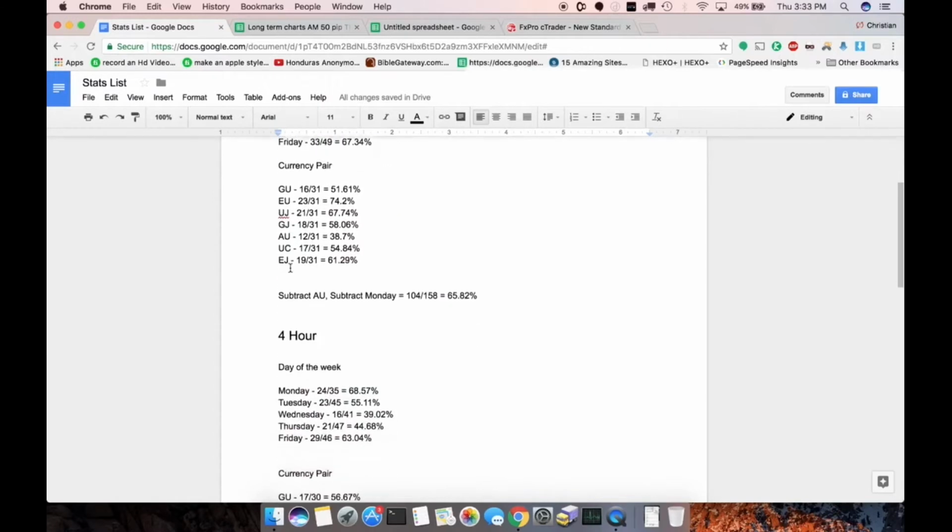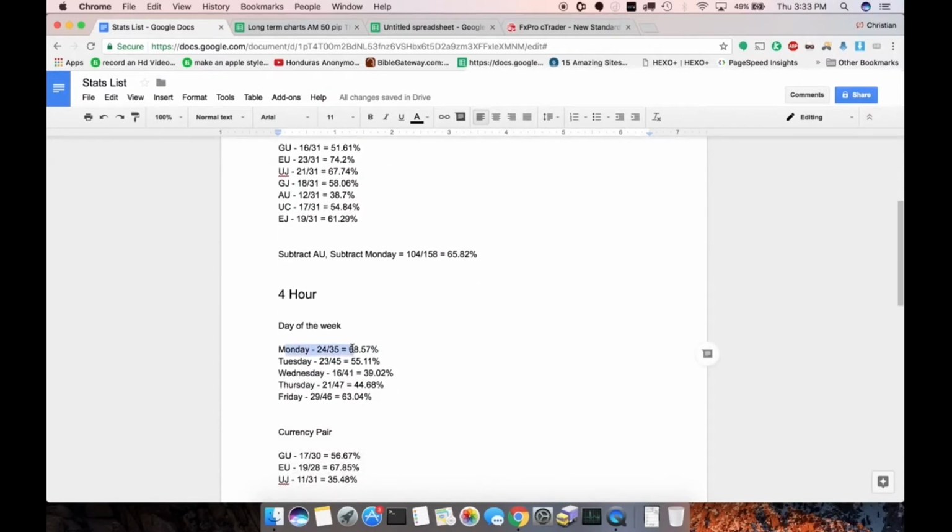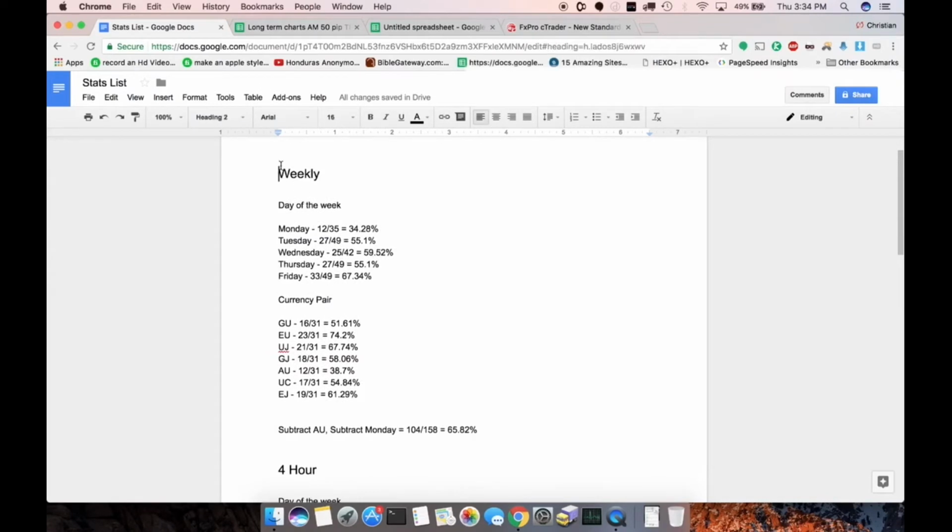You'll see just the opposite on the 4-hour, and I think that this is why. The 4-hour seems to be more accurate when volume is low, when the currency is not moving much. And you'll see really similar things. If you go on the weekly right here, you'll notice that on EU and UJ, it's 74.2% accurate, 67.74% accurate, versus something like the AU where it's 38.7% accurate. Obviously, that would be profitable if you took it the other way.